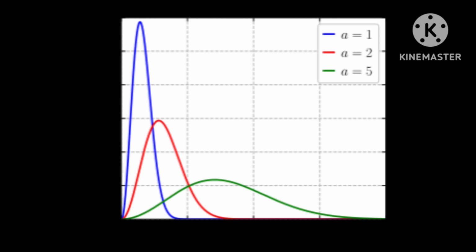Means the fraction of molecules who have maximum speed, maximum velocity. You can say how much energy they have, maximum, that is called most probable velocity, because they have maximum energy.